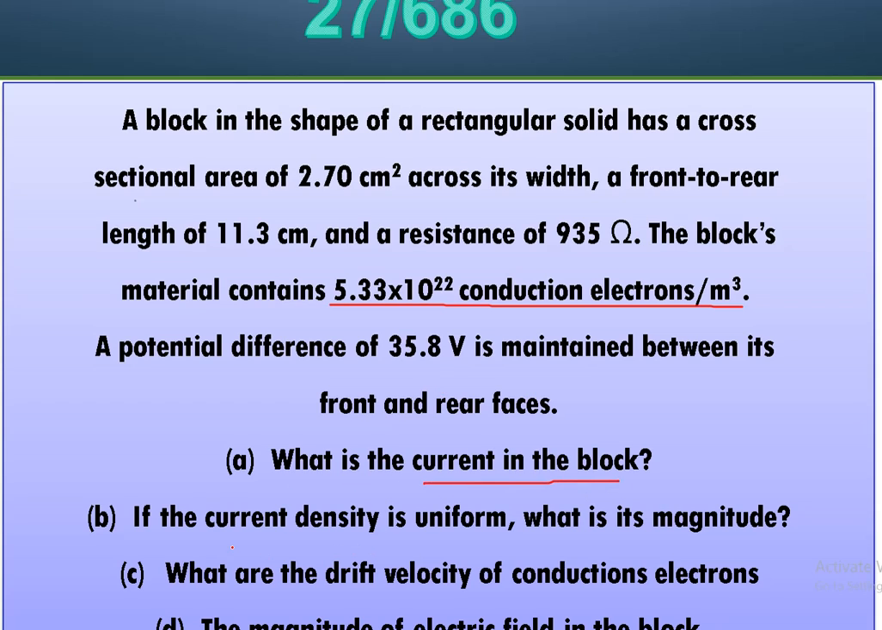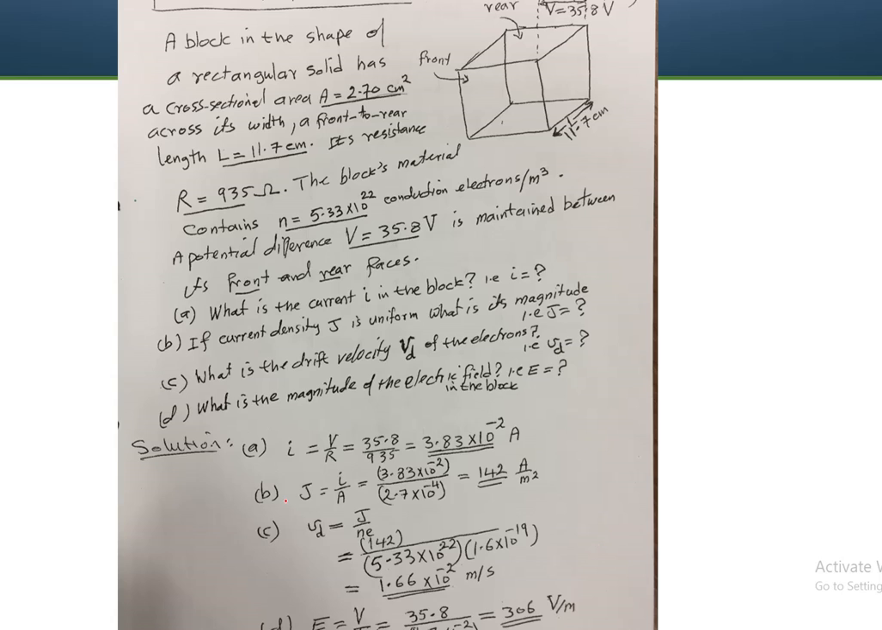Find I. What is the current density? What is the magnitude of it, which is J? What is the drift velocity? Calculate Vd. Finally, maybe it is not properly visible, I'll read it. Find the magnitude of the electric field. That means calculate the E value. That's all. How to find it? Everything is very clear and obvious, and I'm just trying to explain the values.